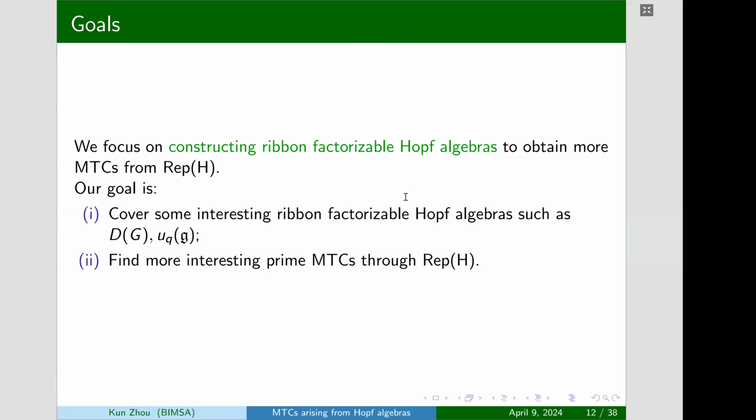Let's talk about the goals of this talk. Since the above methods and the representation of Hopf algebras produce many modular tensor categories, we focus on constructing ribbon factorizable Hopf algebras to obtain more modular tensor categories by using their representation categories Rep(H). Specifically, our goal is divided into two parts. The first part, we want to obtain some methods of constructing ribbon factorizable Hopf algebras to cover some interesting ones, such as D(G) and U_q(g). The second part, we want to use our construction method to find more interesting prime modular tensor categories by using their representation categories Rep(H).